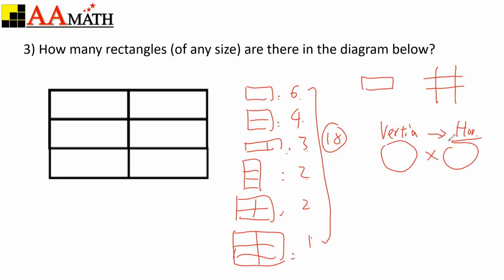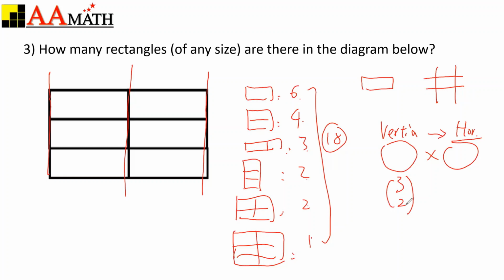So let's say vertical lines. We have this vertical line, this vertical line, this vertical line. Out of these three, we need to find two. How many ways? 3 choose 2, right? Out of 3, we need to choose 2, right?